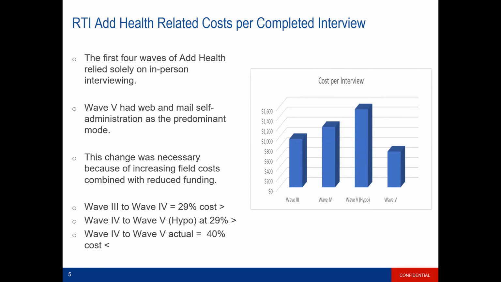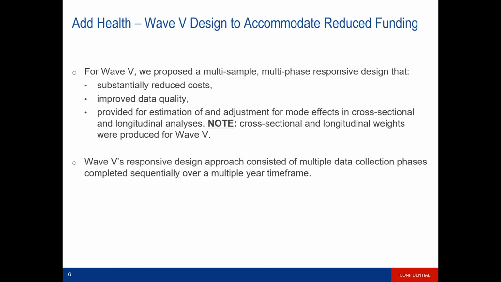So it gives you a little idea, and that 40% decrease is from the second bar graph to the third, just to give you a little idea of the change in projected cost.